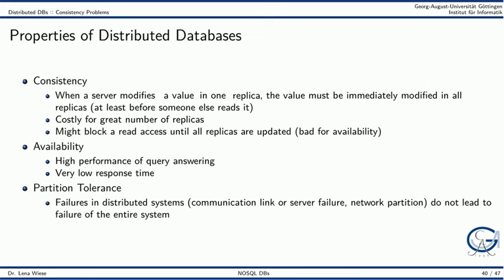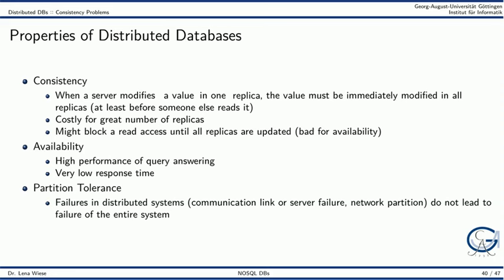Ensuring this strong form of consistency is costly for a large number of replicas. In particular, the system might have to block read access until all replicas are updated, which is of course bad for availability. Availability, on the other hand, means that the system provides high performance for query answering, but also for write requests, and we have a very low response time.